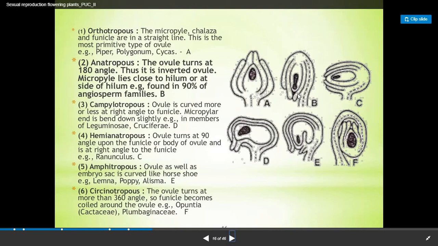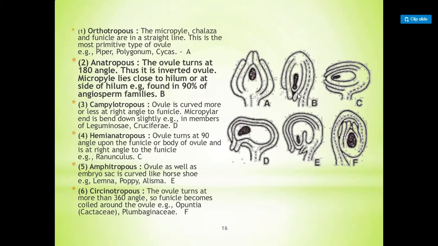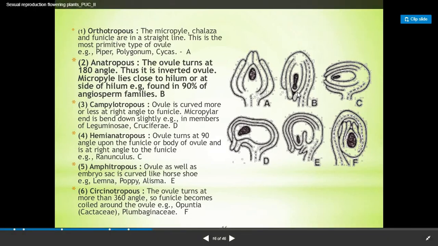Micropyle lies close to the hilum or at the side of hilum, and 90% of the angiospermic flowers have this type of ovules. This is the B type, that is Anatropous. Third, that is Campylotropous. Ovule is curved more or less at right angle to the funicle. Micropylar end is bent down slightly. Example, members of Leguminosae and Cruciferae, and it is this D type. Then Hemianatropous, ovule turns at 90 degrees upon the funicle, and body of ovule is at right angle to the funicle. Example, Ranunculus, that is this C type.